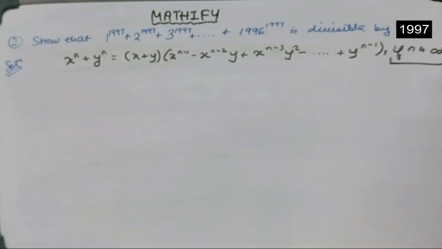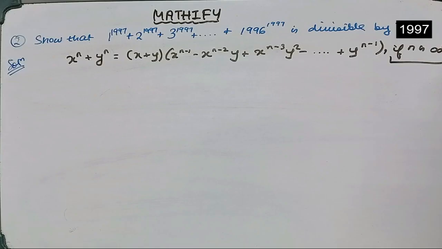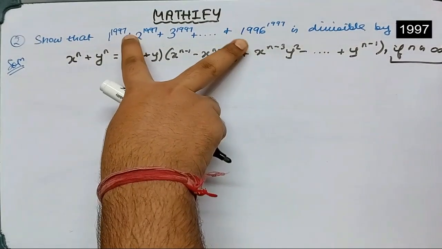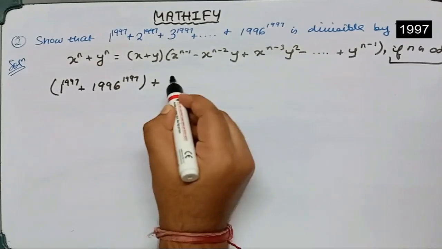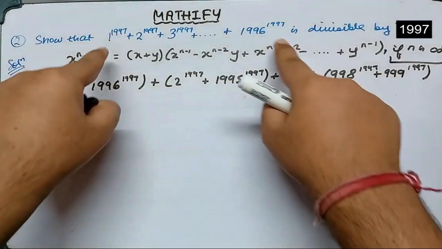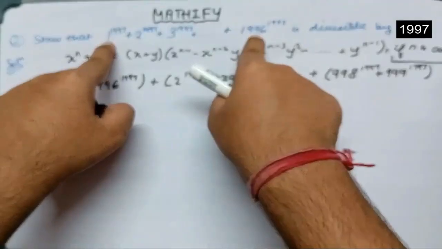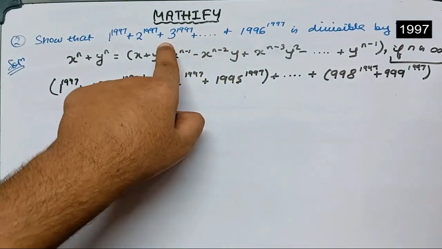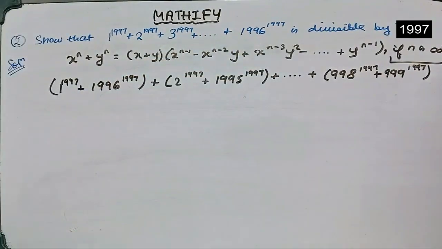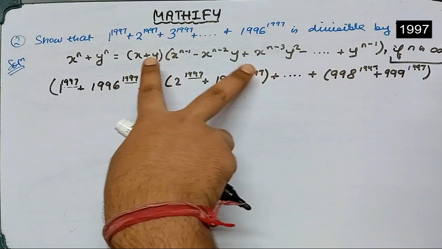Now let me tell you how to apply this theorem here. We are going to start by grouping the terms from the extremes. First I take 1 raised to the power 1997 and group it with 1996 raised to the power 1997. Then I group 2 raised to the power 1997 with 1995 raised to the power 1997, 3 raised to the power 1997 with 1994 raised to the power 1997, and I observe that 1997 is an odd power, so I am free to use the above formula.